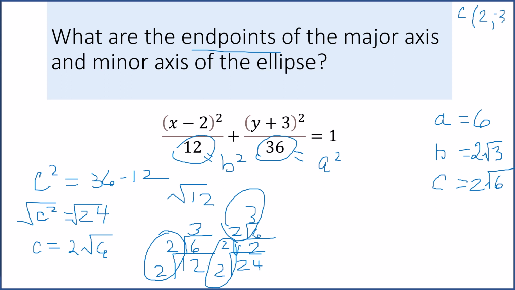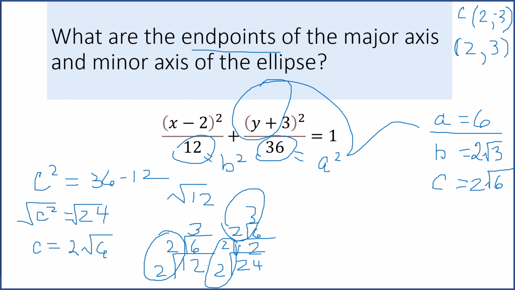To find those endpoints, A: find what axis A goes with. It goes with the y. So we're going to add or subtract 6 to the y coordinates. We're going to leave the x coordinate alone for now. So negative 3 plus 6 is positive 3. And the next endpoint is going to be negative 3 minus 6, or negative 9.